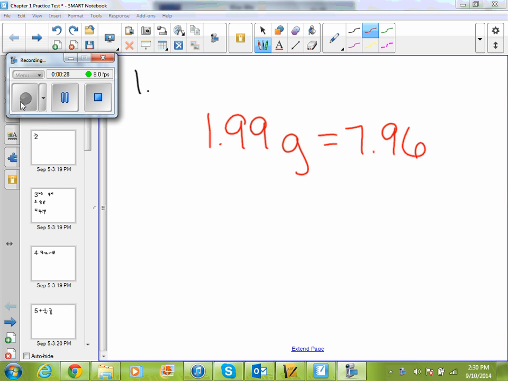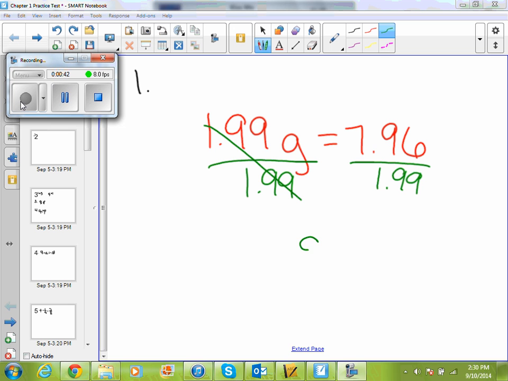Second part asks you to solve it. So how do we solve that? Okay, so we're going to divide by what? $1.99. $4. So I would have bought 4 pounds of grapes.